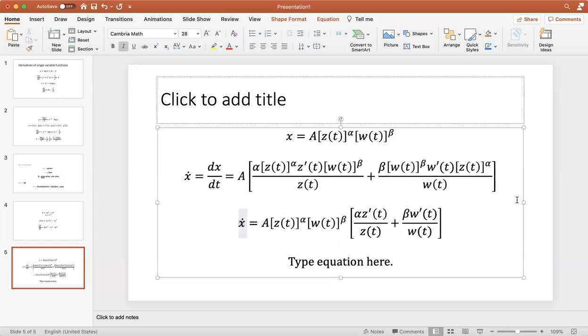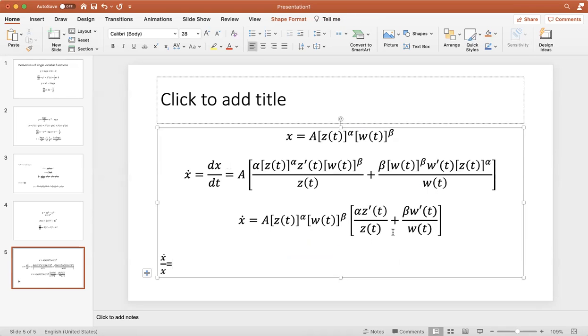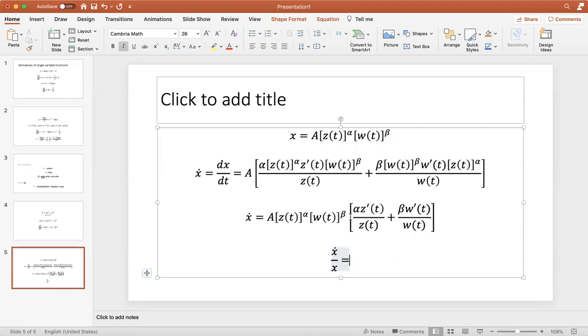Now, if I ask you to get the growth rate of an expression, you'll need to divide this x dot by x. And what is x in the first place? x is equal to a times z of t raised to alpha, and w of t raised to beta. And if I divide both sides by x, this first term will basically cancel out. And therefore, x dot over x, the growth rate, will be equal to solely this bracketed term. So that would be the growth rate of this function.